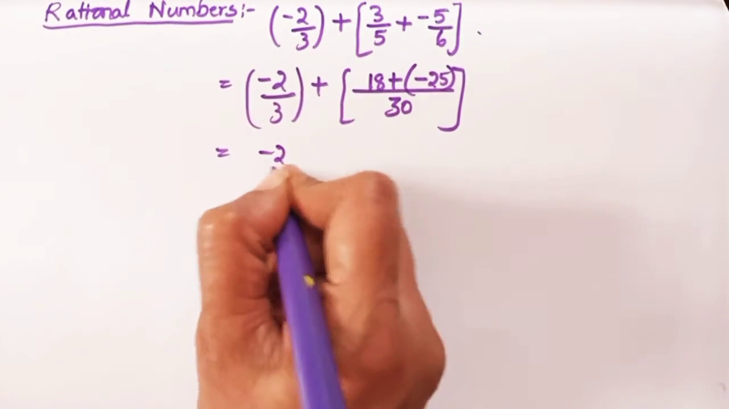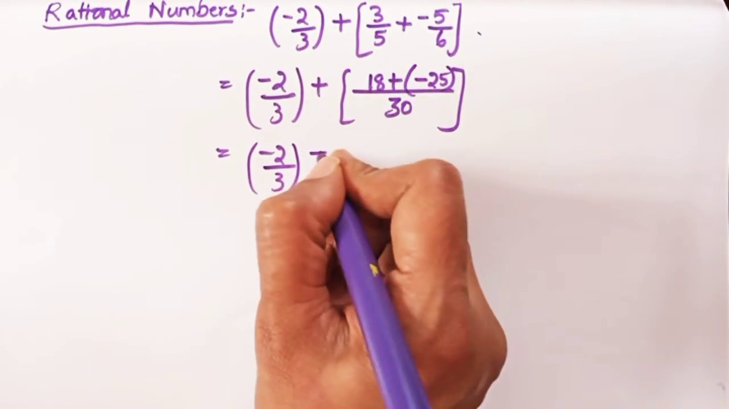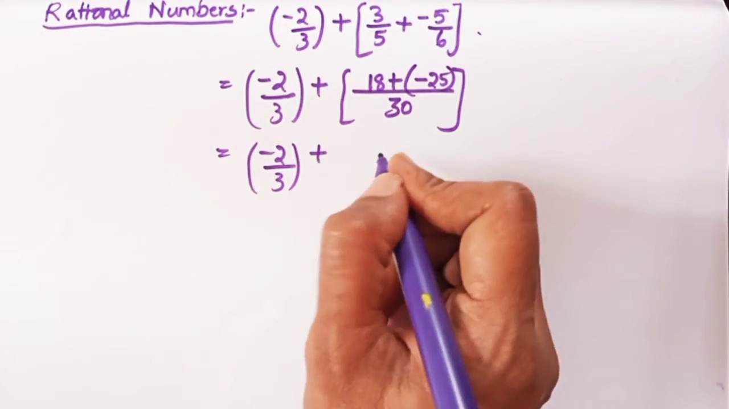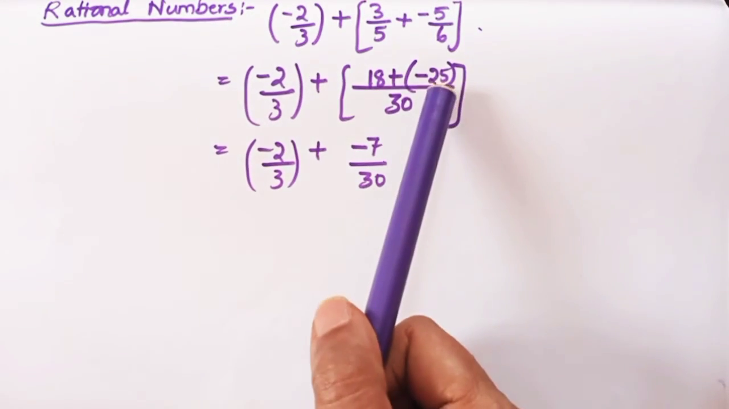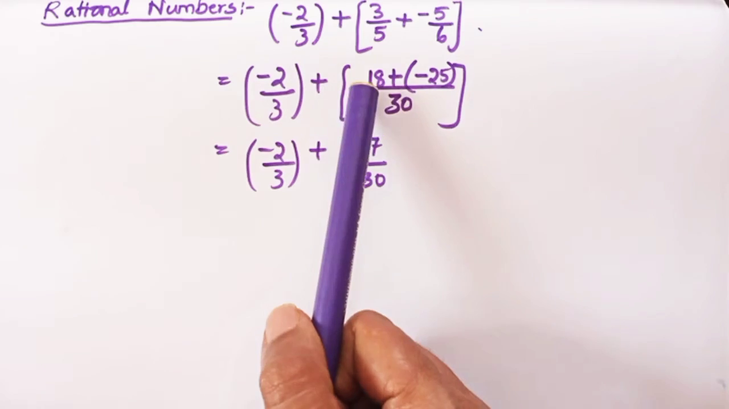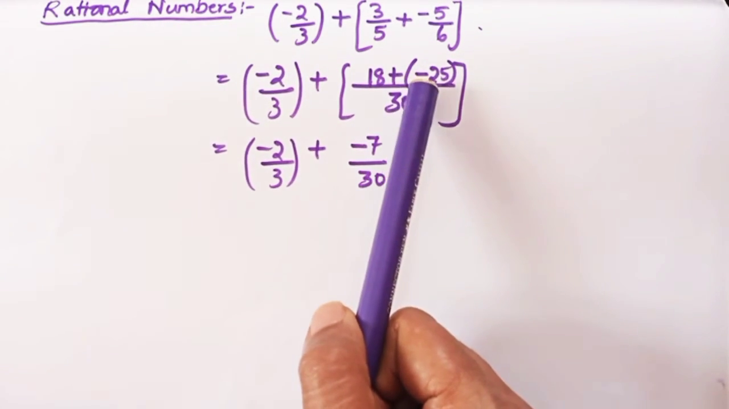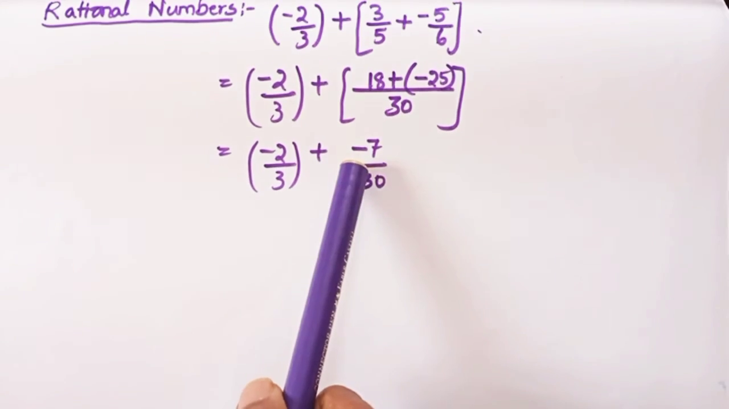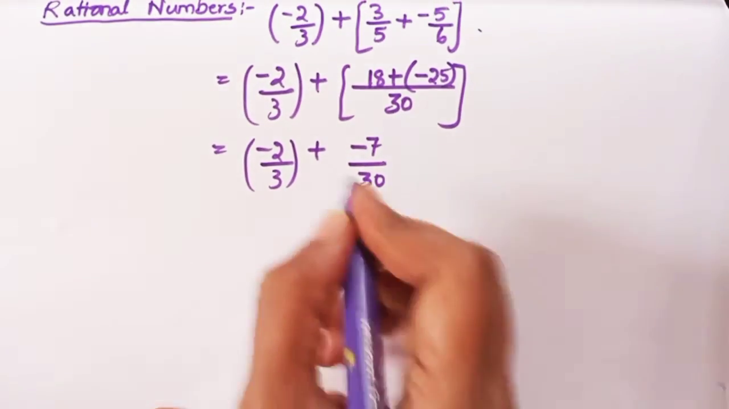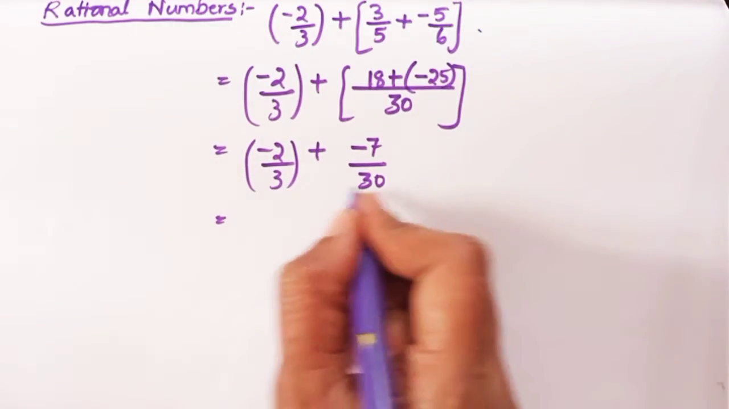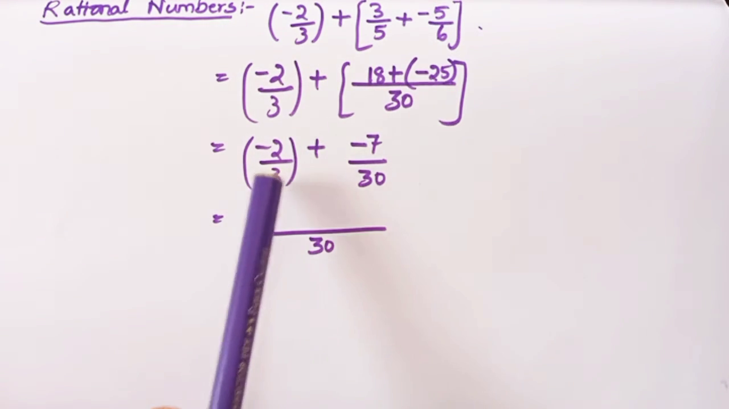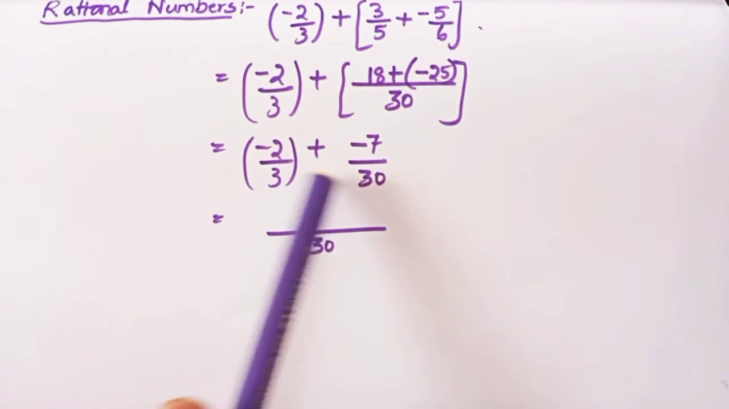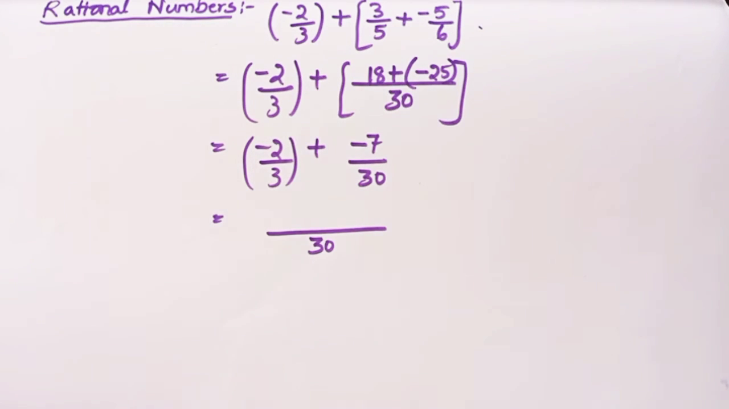So what will this become? This minus 2 by 3 remains the same, plus this becomes minus 7 by 30. Am I correct? Because minus 25 and plus 18. My answer is 7. As 25 is bigger, it is having a negative sign. I gave that negative sign here to my answer. So this is my thing. Then again we will do it. 3 and 30. My LCM will be 30. I don't want to waste more time on making you learn the LCMs, because you already know how to take the LCM of two numbers. Okay, here it will be 30.